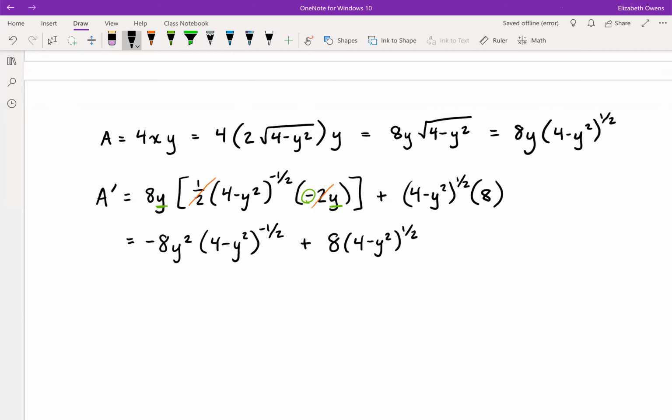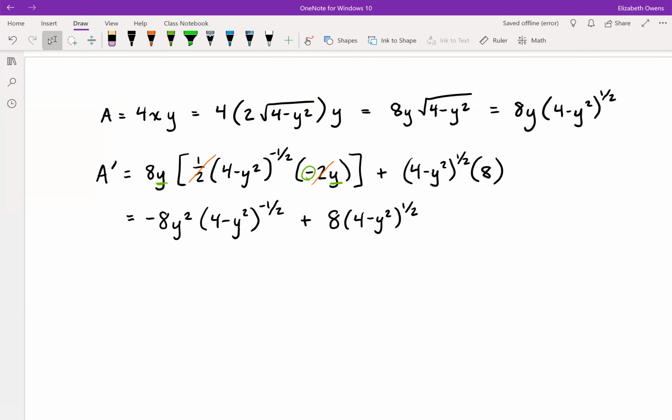Okay, and you might be able to see that we can do some factoring there. All right, we can factor out an 8, certainly, and then factor out your lowest power of the other shared factor, 4 minus y squared. The lowest power would be the negative 1/2 power, so we'll factor that out. All right, and see what's left over. In the first term, we've factored out this whole part, and we factored out the 8, so we're left with negative y squared.